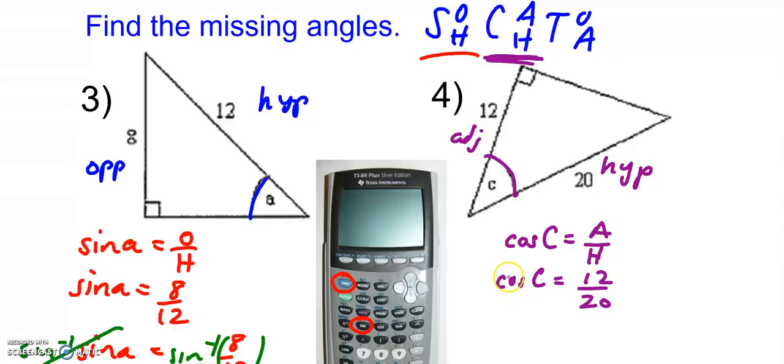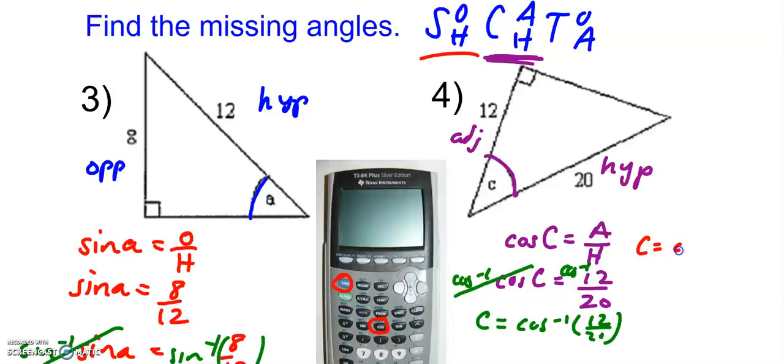If I legally want to get rid of cosine, I have to apply the inverse cosine to both sides of the equation. Over here, they would cancel, and you'd have the angle by itself equals the inverse cosine of 12 over 20. So in the calculator, the only thing that would differ this time, I'll do it in red again so you can see it, you would just press second and then cosine this time. The inverse symbolism would come up, and all you would do is plug in 12 over 20, and if you did that correctly in the calculator, you would get 53.13 degrees.